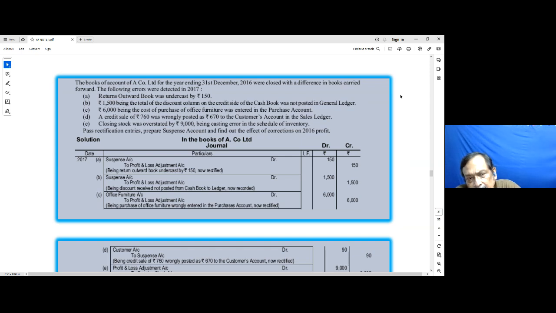Okay, that is any adjustments for the nominal accounts are to be passed through profit and loss adjustment account. Here profit will be more because return outward is the reduction from purchases, but it is an one-sided error. That's why you have written suspense account debit 150 to profit and loss adjustment account 150.